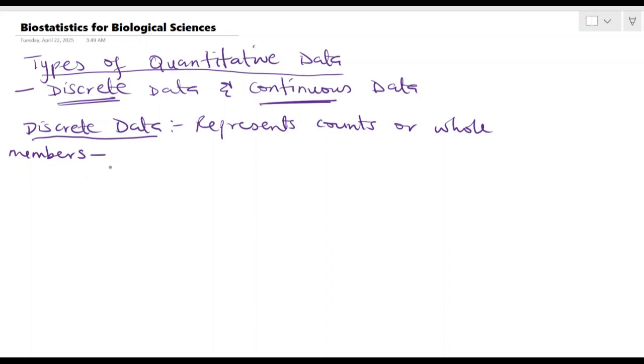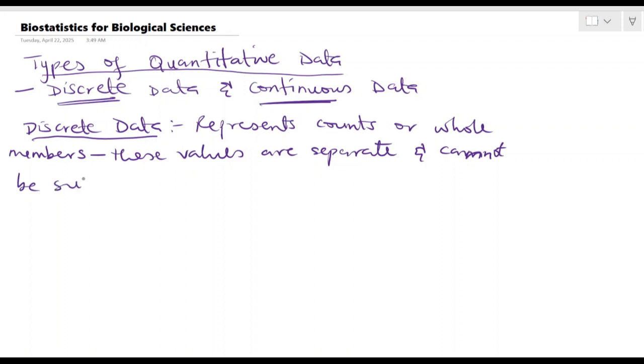So it has values that are separate. These values are separate and cannot be subdivided. The keyword is that it cannot be subdivided.